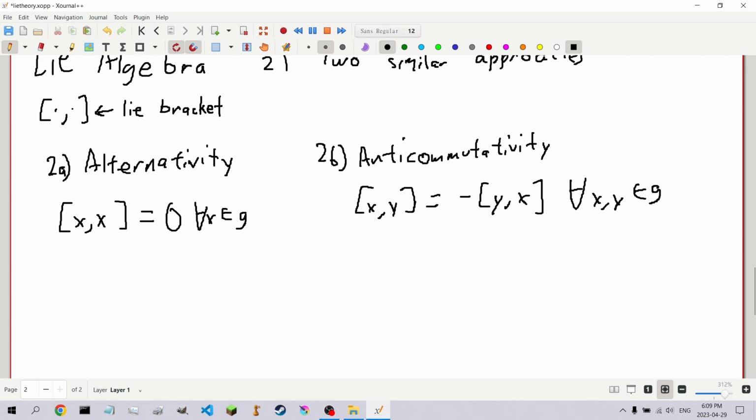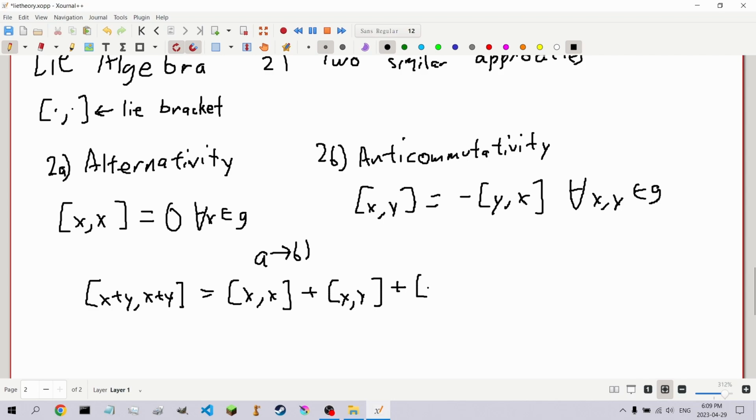But first off, alternativity implies anti-commutativity. And the way we get that is by looking at the bracket of x plus y with x plus y. Keep in mind, by linearity, we can essentially FOIL this. And so what we get is the bracket of x with itself, and x with y, and y with x, and y with y.